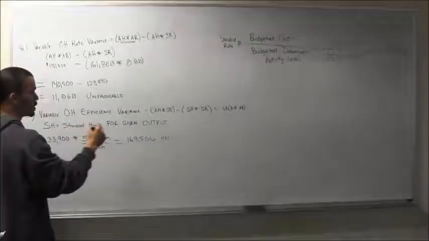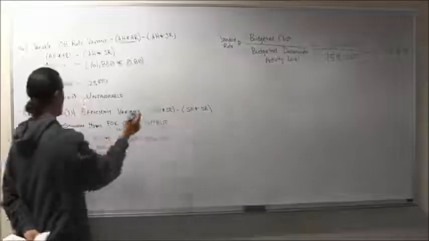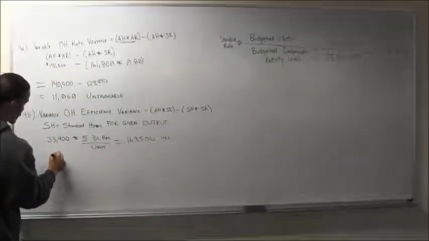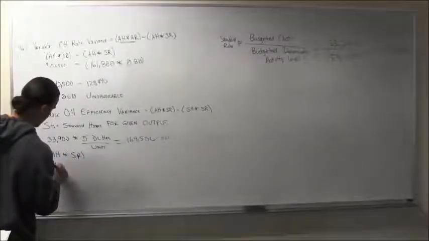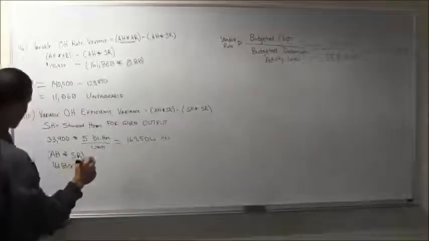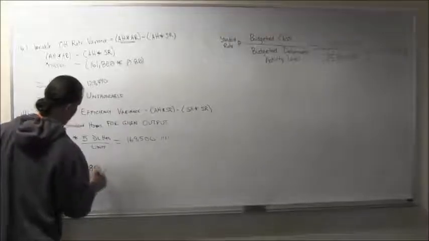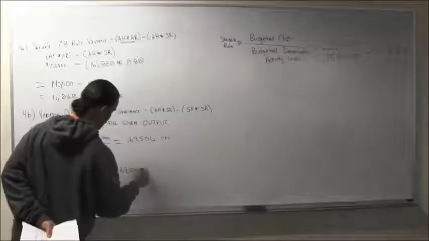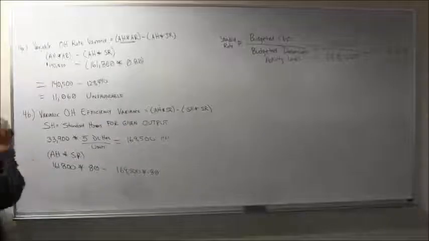All right. So then we won't do this. Actual hours times standard rate. Actual hours is 161,800, standard rate is 0.80, minus the 169,500 times 0.80. Okay?